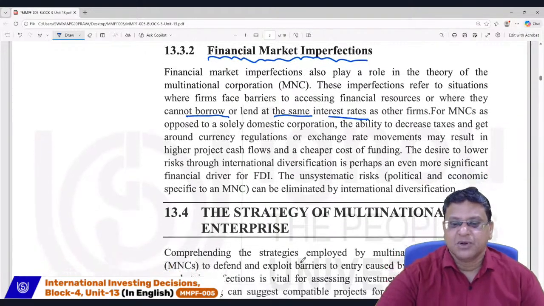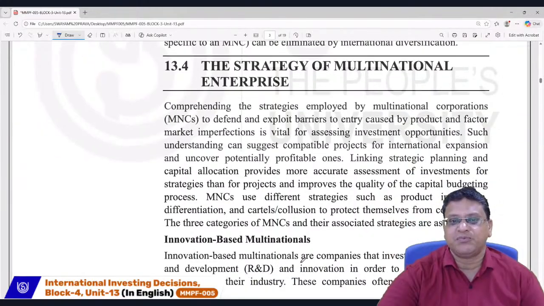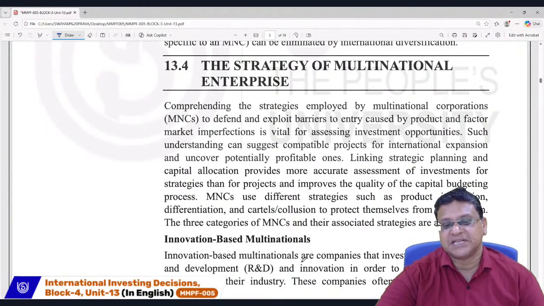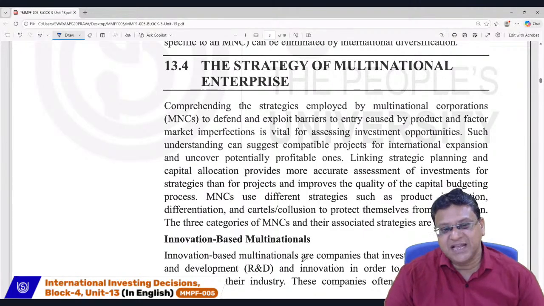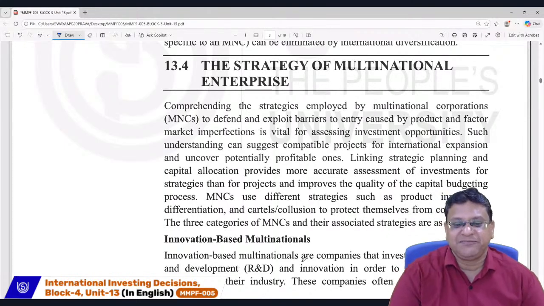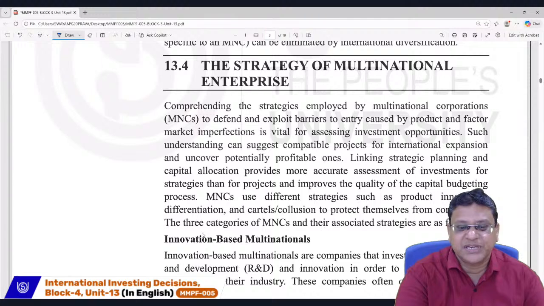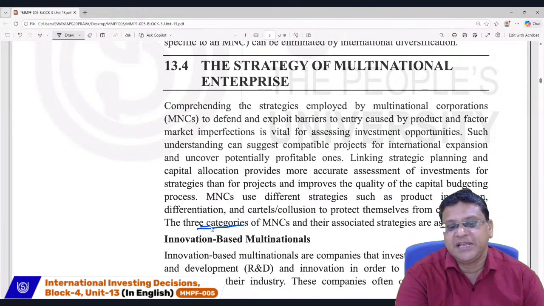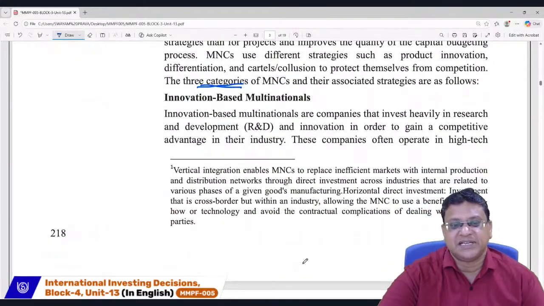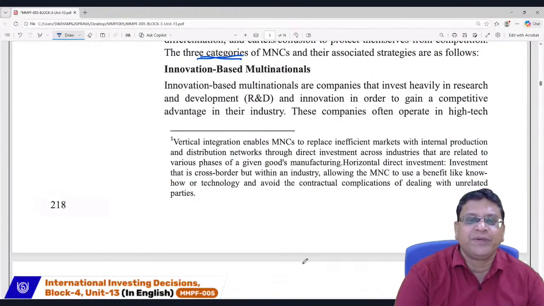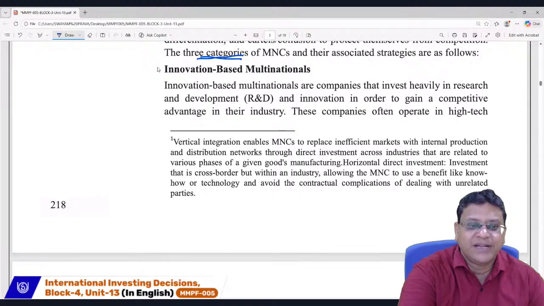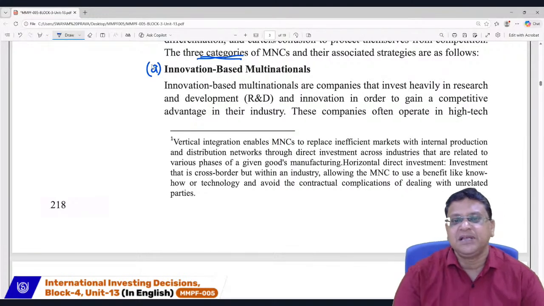Next, we will discuss the strategies of multinational enterprises, how multinational enterprises strategize their operations. On the basis of strategy, we can classify MNCs into three broad categories. The first one is innovation based MNC. What is an innovation based MNC?